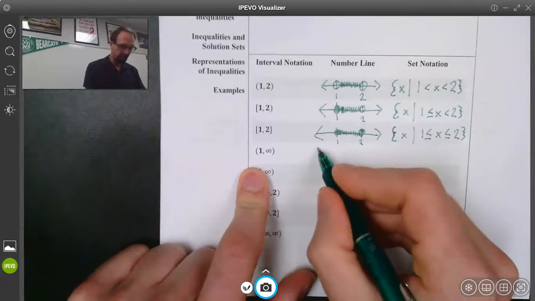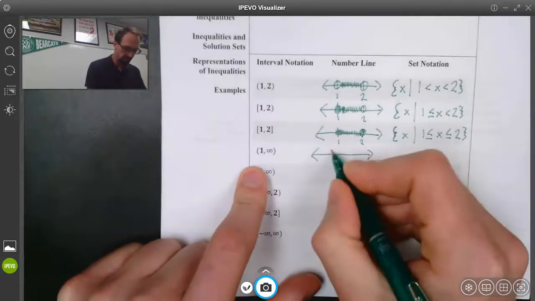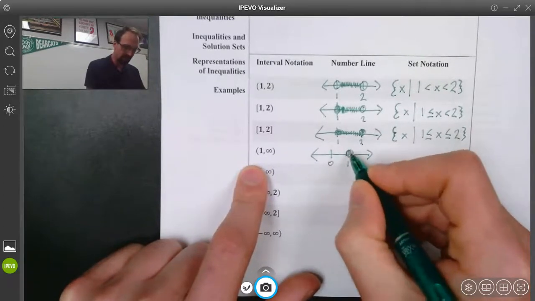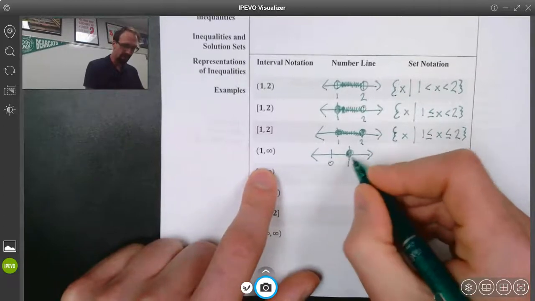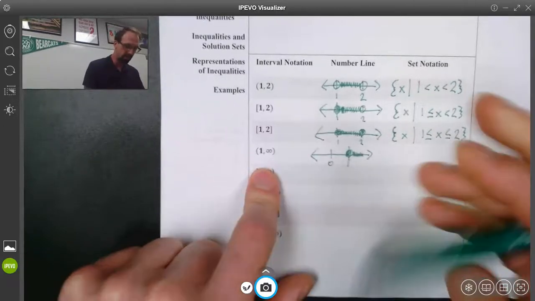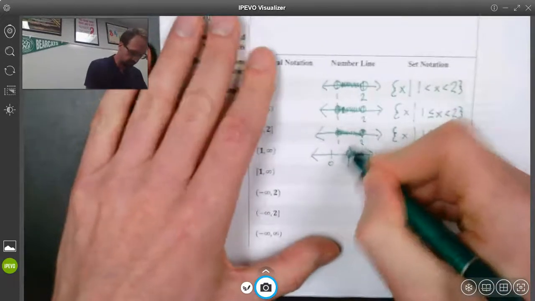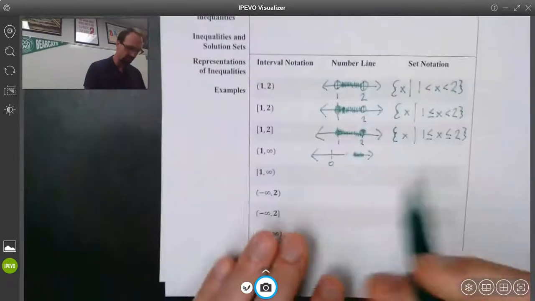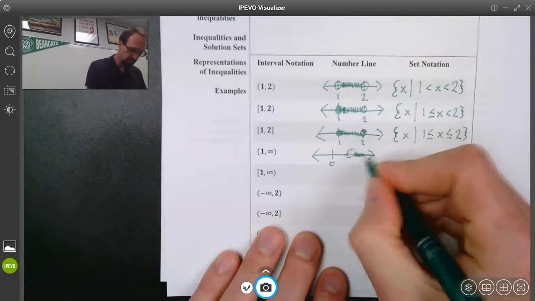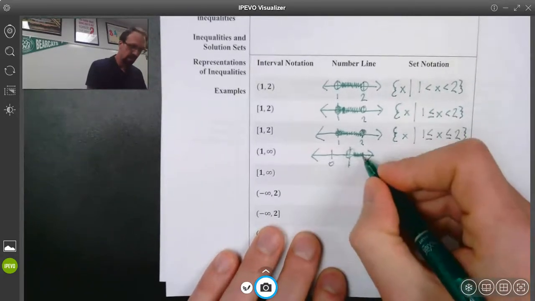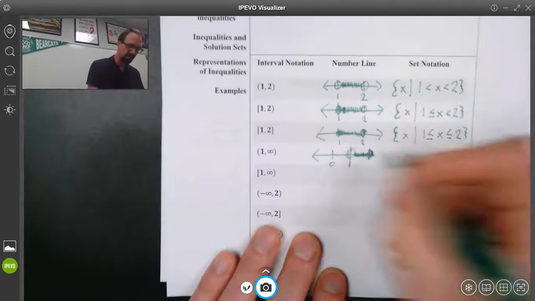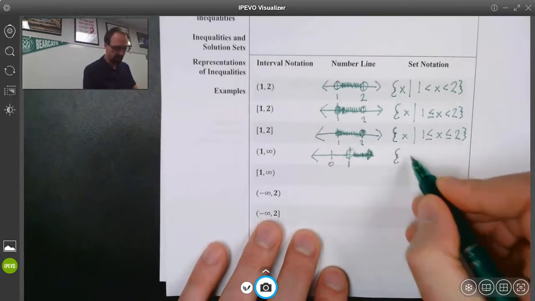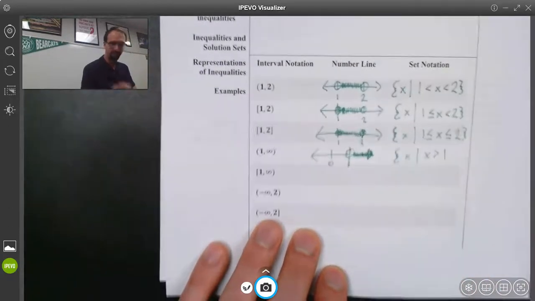For this next one, we have 1 to infinity. I always ask that you use at least 2 numbers on the number line to give it depth, a reason. Sorry, it's 1 non-inclusive, I apologize, to infinity. That is an open dot, not a closed dot. My apologies. Then I always fill in past the arrow to show that as well. For this one, we would say the set of x such that x is greater than 1.